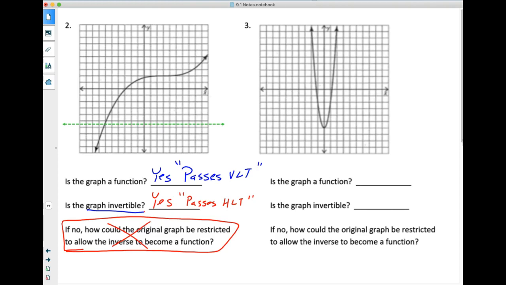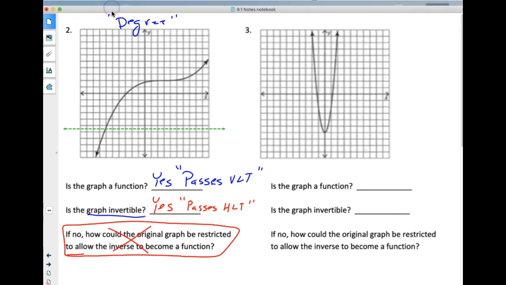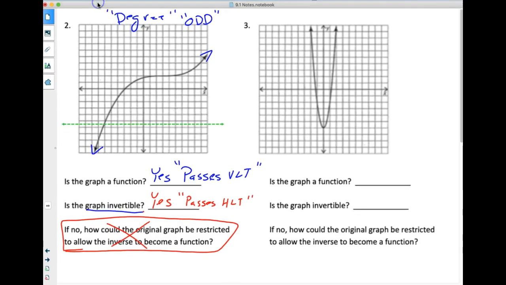What would the degree of this function be? This would be some odd degree because my end behaviors are opposite. Remember that. And then number 3, when I check out number 3, I slid my whole window down.